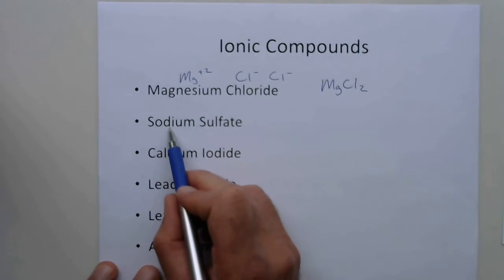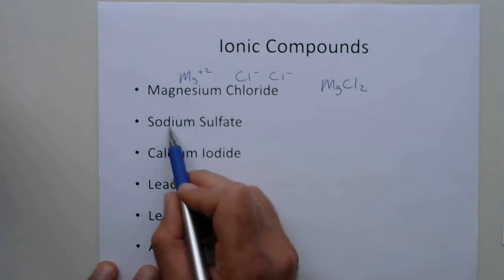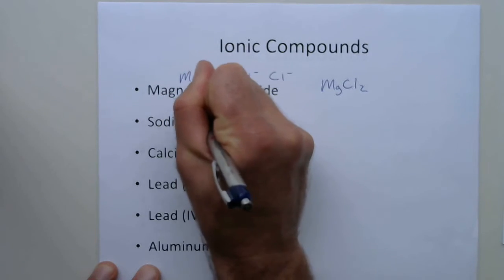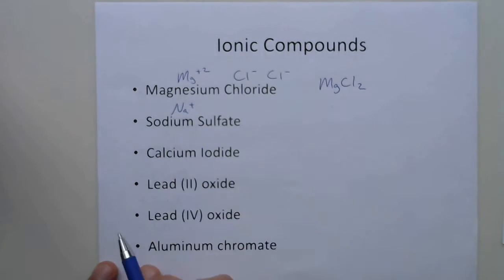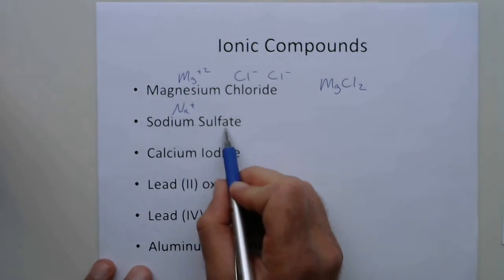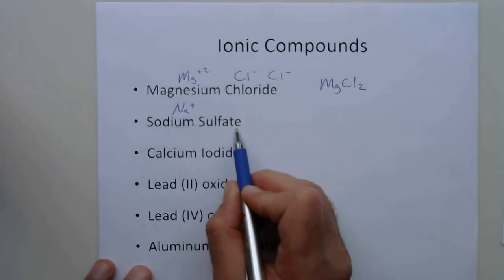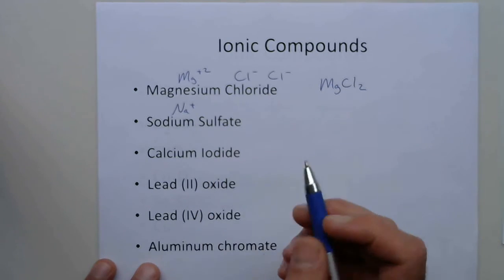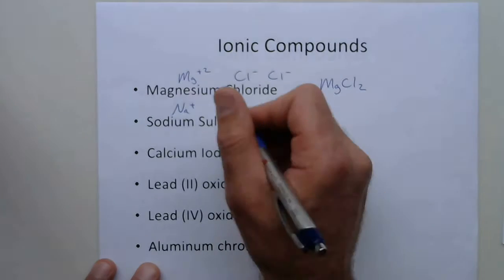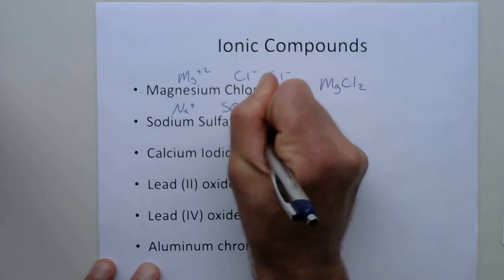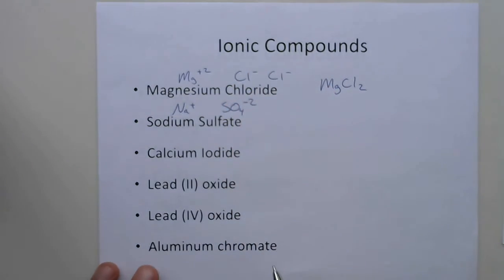All right, next one, sodium sulfate. So sodium is Na, it has a +1 charge. We know that from where it is on the periodic table. Sulfate ends in ATE, so we know it's a polyatomic ion. It's one on that list that I showed you earlier that you're going to need to memorize. So it's SO4, and it has a -2 charge.